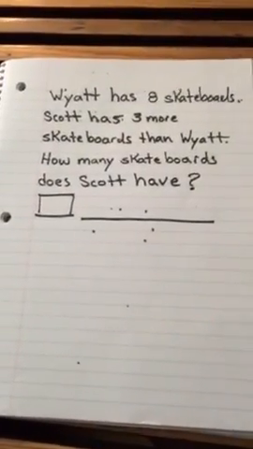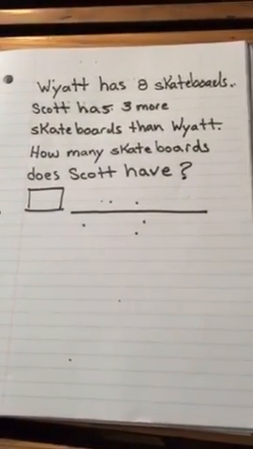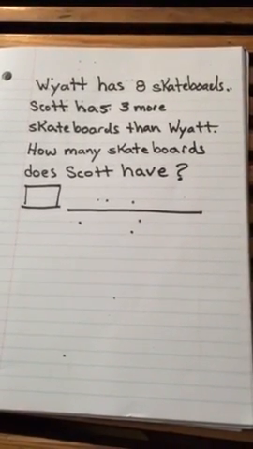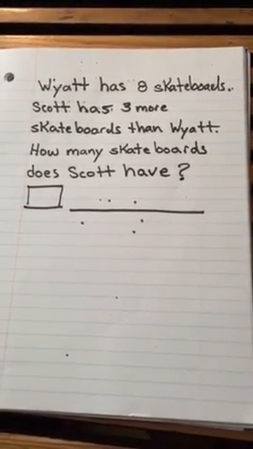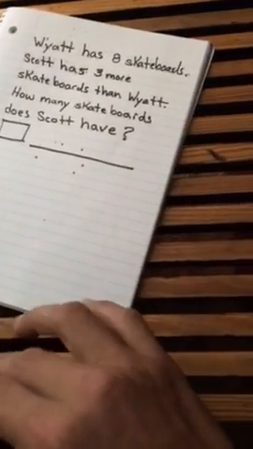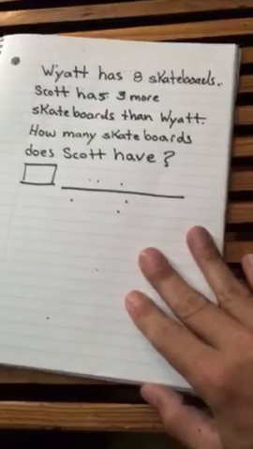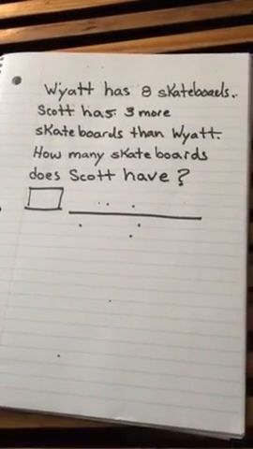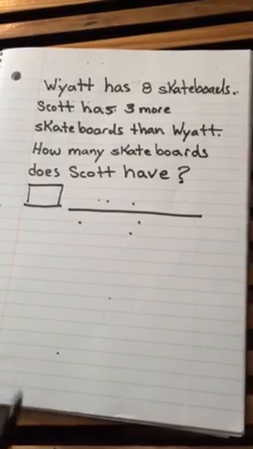And now we're going to try to do another problem, and Wyatt's going to take more of a role in this one, and I'll help him through it. So Wyatt, why don't you go ahead and first read the problem. Wyatt has 8 skateboards. Scott has 3 more skateboards than Wyatt. How many skateboards does Scott have?